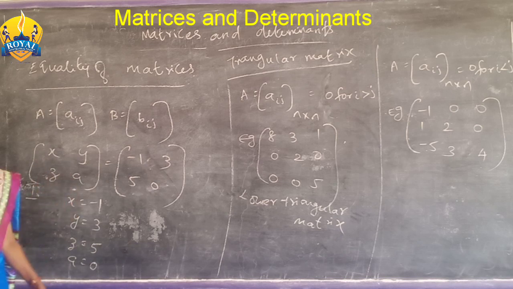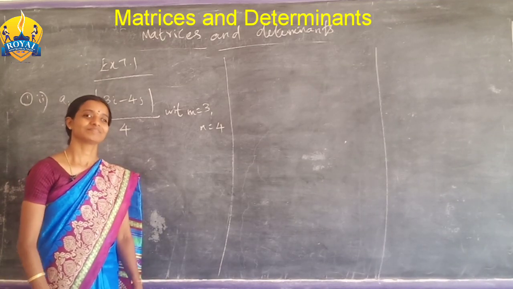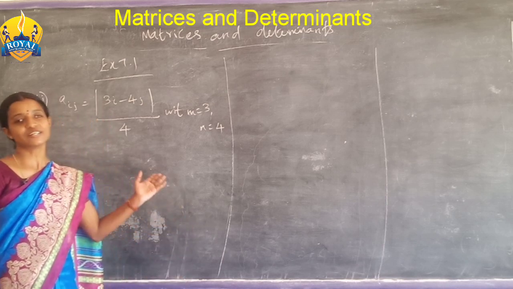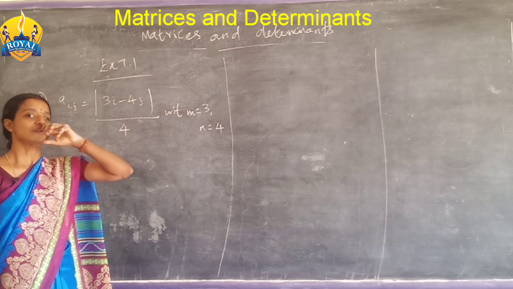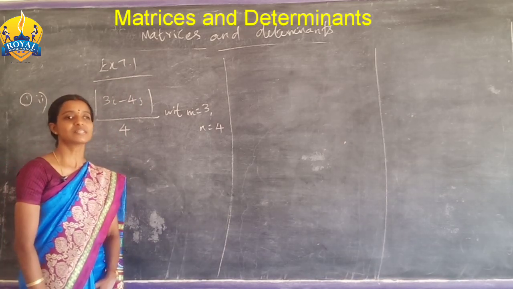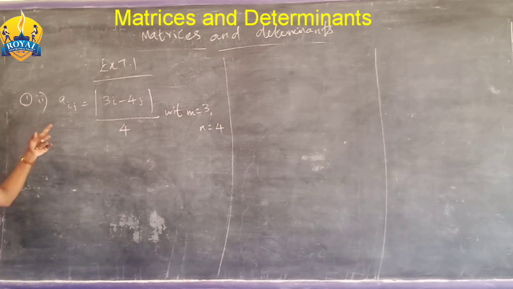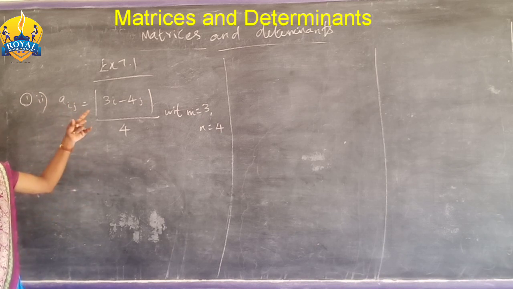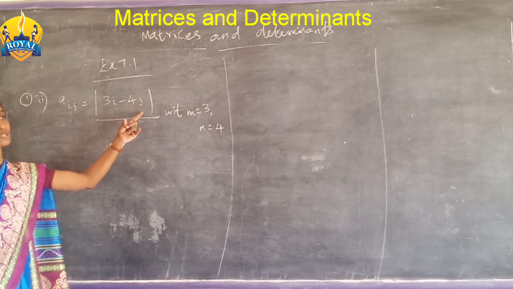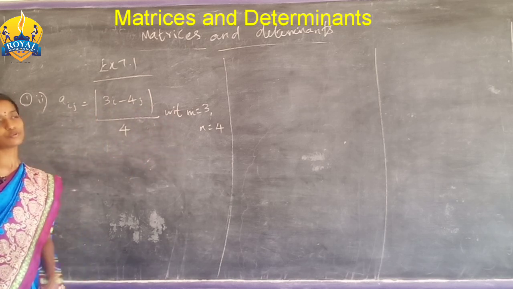Now let us get into exercise 7.1. Actually we are doing the second one. Exercise 7.1, first one, second subdivision, Aij they have given. Now they are asking us to construct the n by n matrix, Aij equal to modulus of 3i minus 4j by 4, for m equal to 3 and n equal to 4.